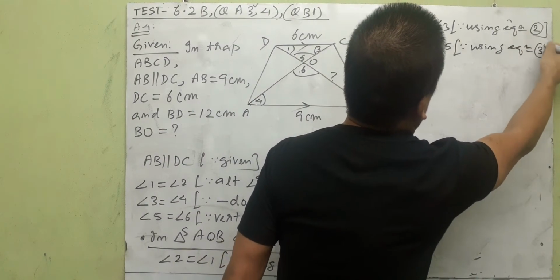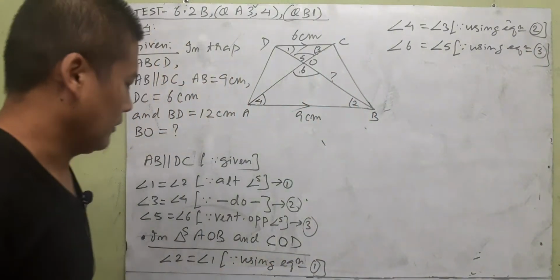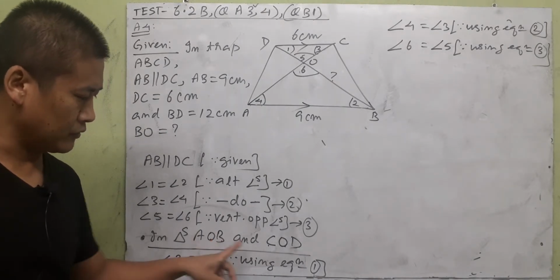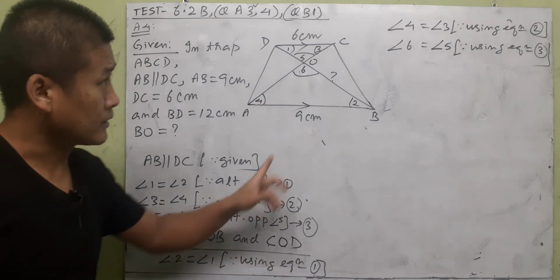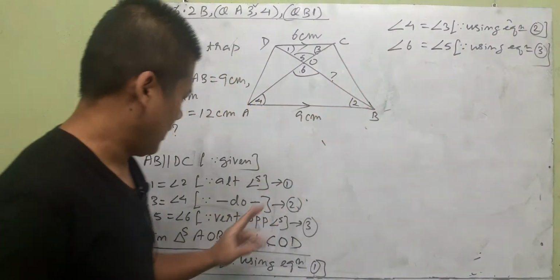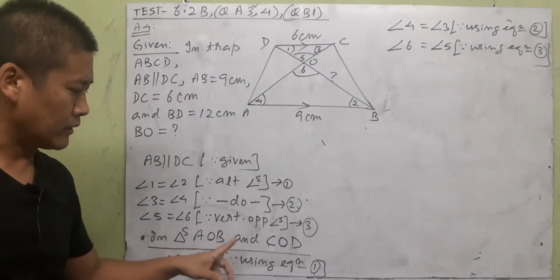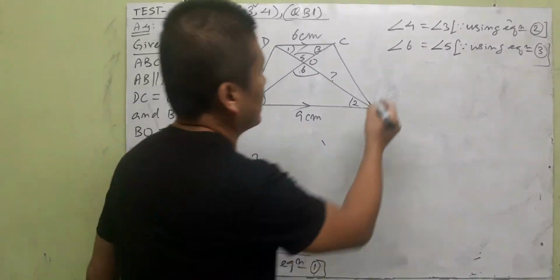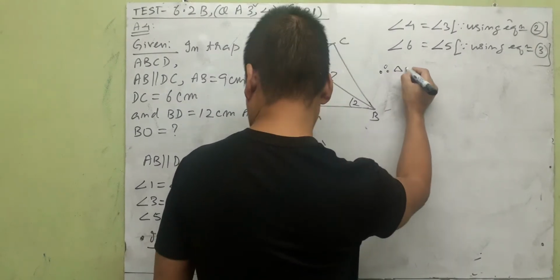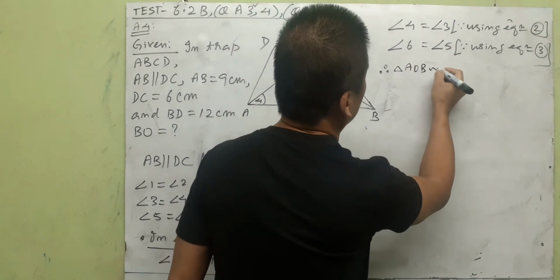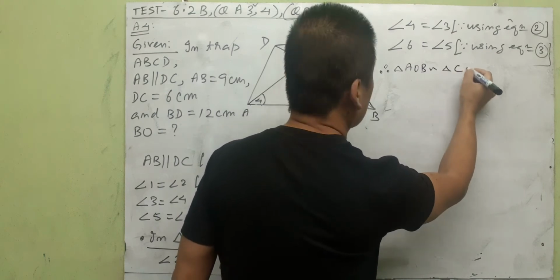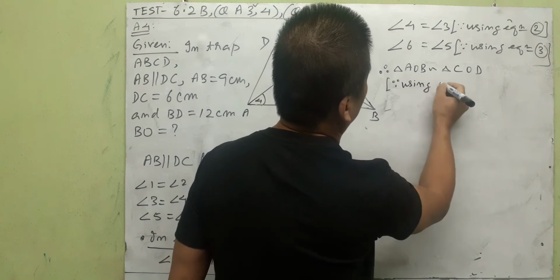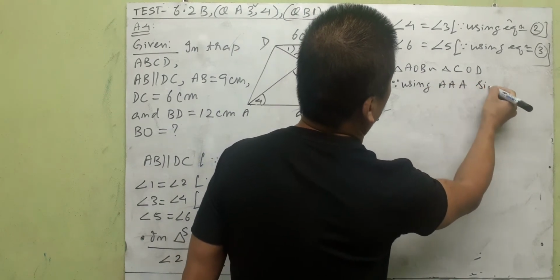Okay, so one condition of similarity says that if in two triangles the three angles, angle 2, angle 4, angle 6, that are inside the first triangle are equal to the three angles in the second triangle, surely then the two triangles will be similar. So we write here, therefore, triangle AOB is similar to triangle COD by this condition called the triple A similarity condition.